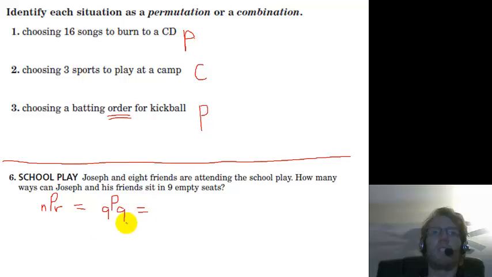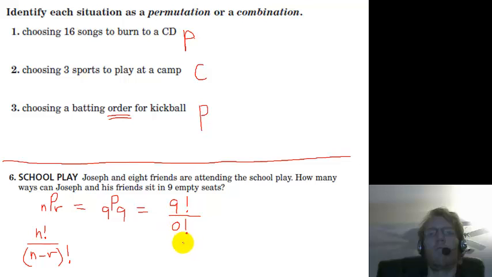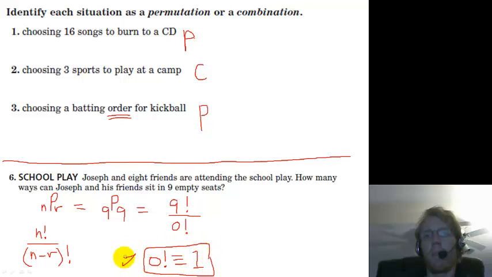Okay, so if we go back to the formula for this, we see the formula is n factorial divided by n minus r factorial. So this is going to be 9 factorial over 9 minus 9 is 0 factorial. Here's something that I didn't mention in the previous slide, but is very, very important. 0 factorial is defined as 1. So make a big deal about that. 0 factorial is equal to 1. So it's okay to have 0 factorial in the denominator because it's defined as 1.